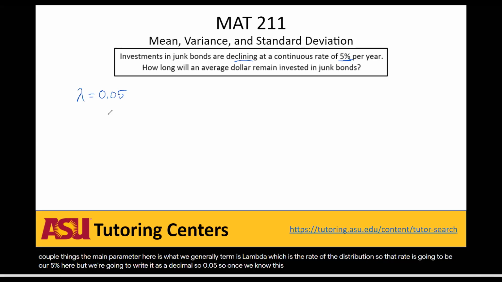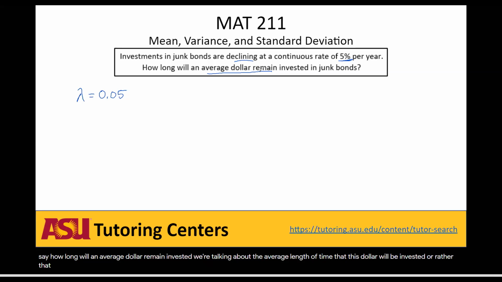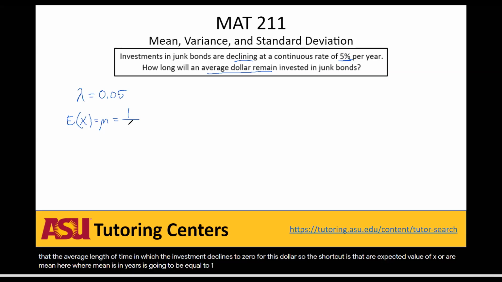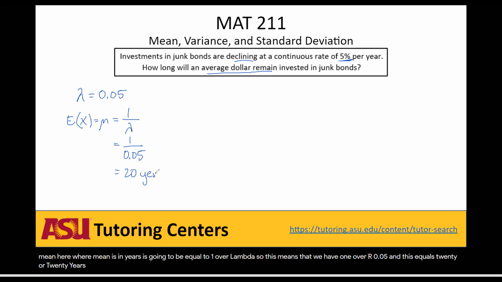Once we know this, there's a quick shortcut to find the average. When we say how long will an average dollar remain invested, we're talking about the average length of time that this dollar will be invested, or rather the average length of time in which the investment declines to zero for this dollar. The shortcut is that our expected value of x, or our mean, here where mean is in years, is going to be equal to 1 over lambda. So we have 1 over our 0.05, and this equals 20, or 20 years. So that's actually our answer.